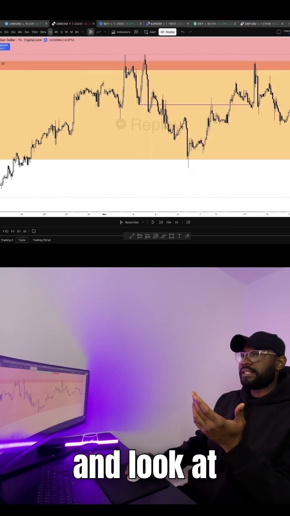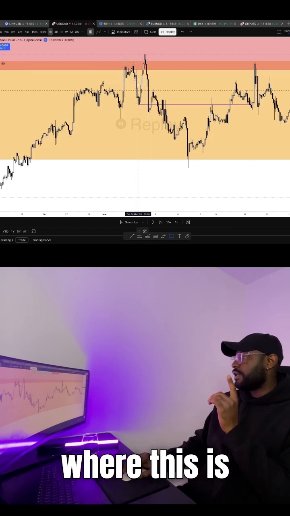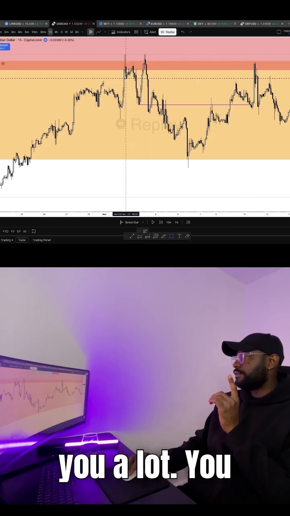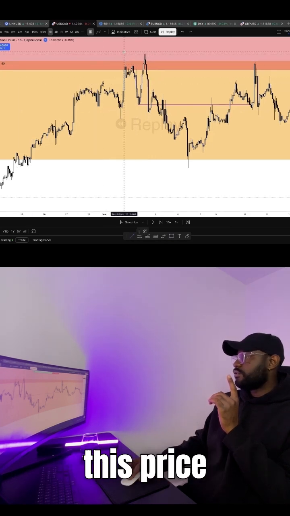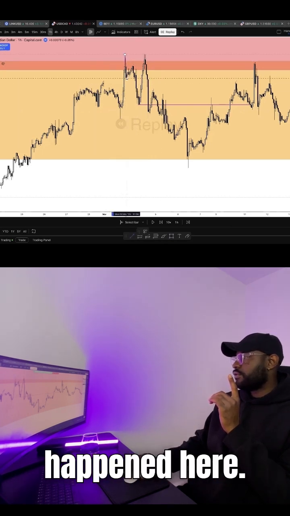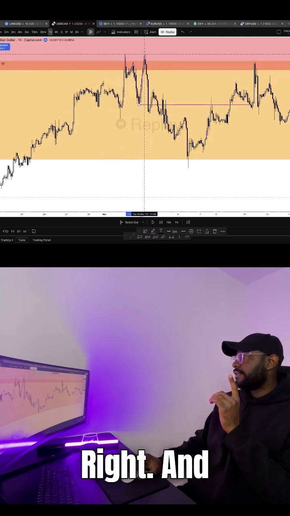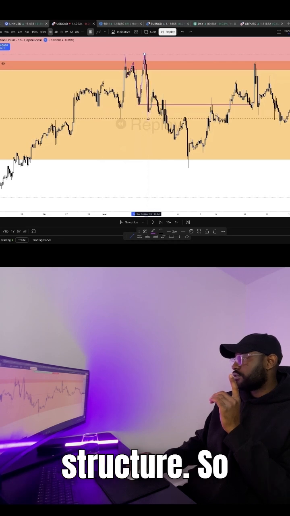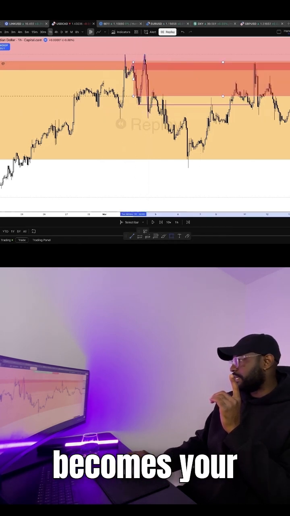And look at this now. Look at this one now. This is going to help you a lot. You can see that this is the move. This is this price action. Look at what happened here. Created a low, created a high, created a low, created a high, and then broke structure. So this entire zone right here now becomes your mitigation block.